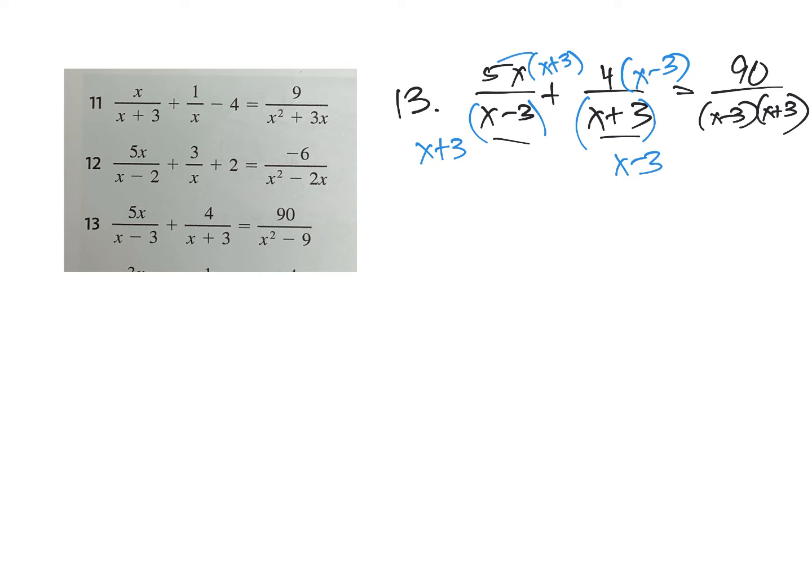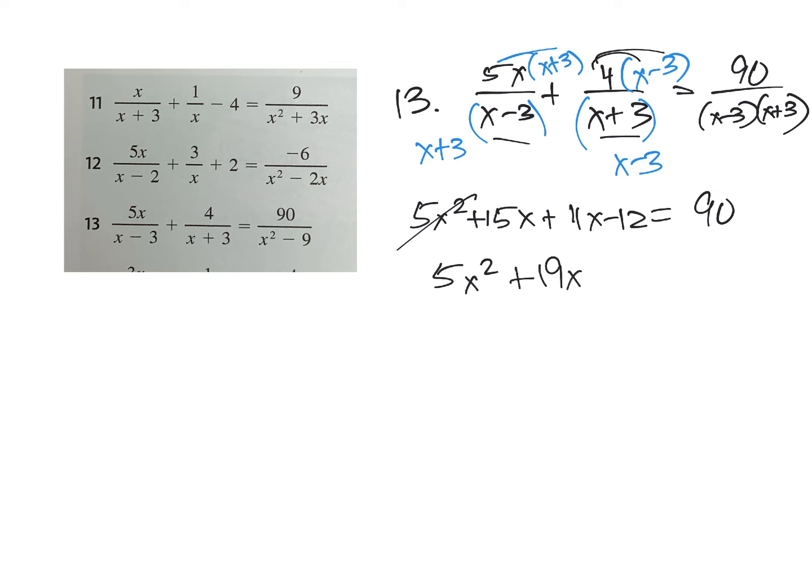So again, you don't need the denominators once they're all the same. So let's distribute the 5x through, and we get 5x squared plus 15x. Distribute the 4 through, and you get 4x minus 12, and that's 90. So combine like terms, there is no other square, so that's 5x squared. 15 and 4 is 19, and we're going to subtract 90 to the left here to put everything on the same side. That's negative 102 equals 0. Now we factor. 5 is easy, but the problem is we have 102.